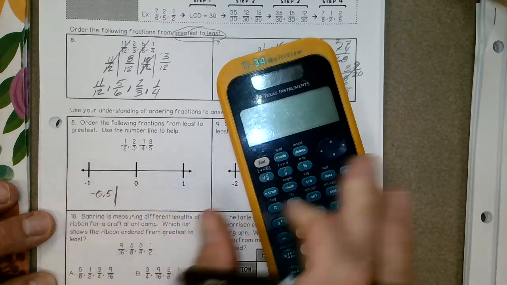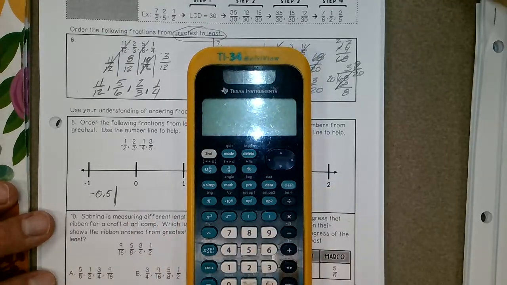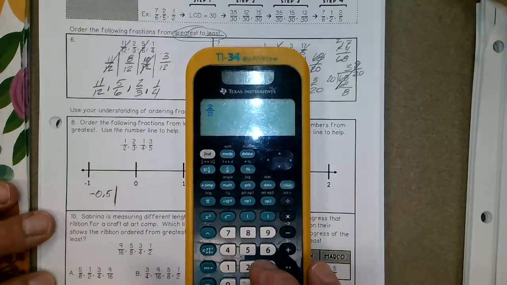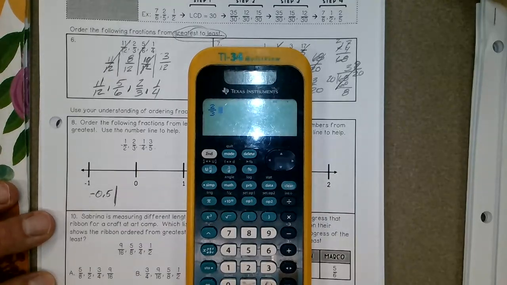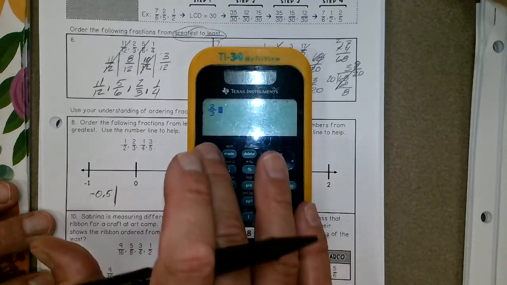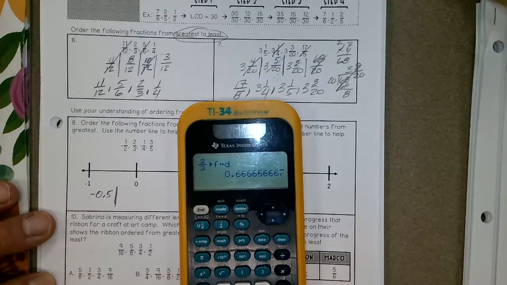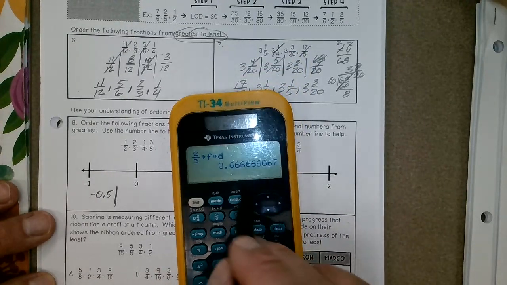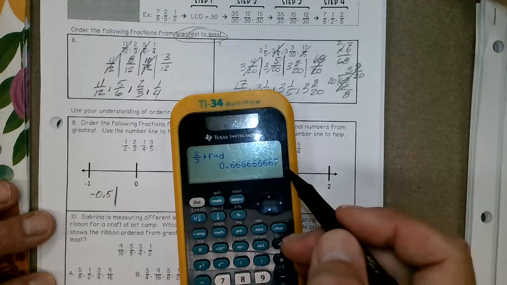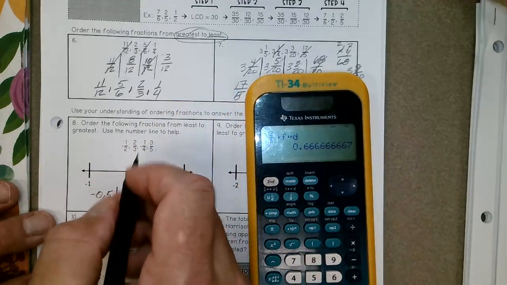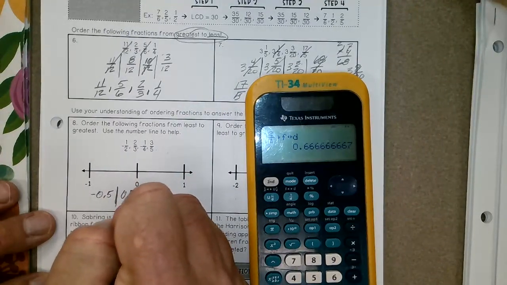I'm going to draw a line. 2/3, we switched that earlier, but let's do it again. 2 divided by 3, and let's change that to a decimal. And what do we get? 0.6 repeating. That means those 6's go on forever. Now your calculator rounded at the end, it truncated. So what we're going to do is just write that in bar notation.